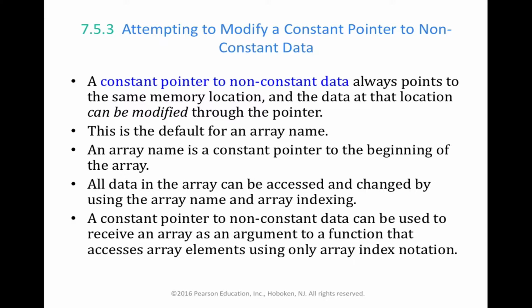A constant pointer to non-constant data always points to the same memory location, but the data can be modified. This is the default for an array name. The array name is a constant pointer to the beginning of the array. All data in the array can be accessed and changed by using the array's name and the index. The constant pointer to non-constant data can be used to receive an array as an argument to a function, and that function accesses the array elements using only index notation.